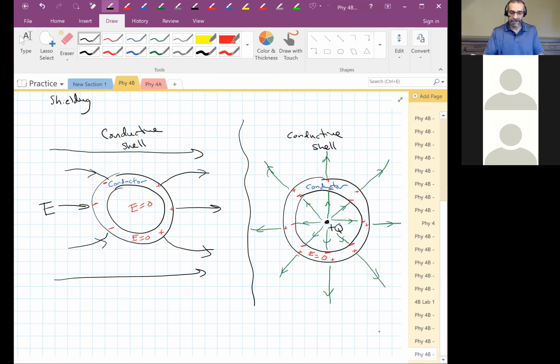Question. Go ahead. Does it matter what shape this conductor is? It does not matter. Thank you.